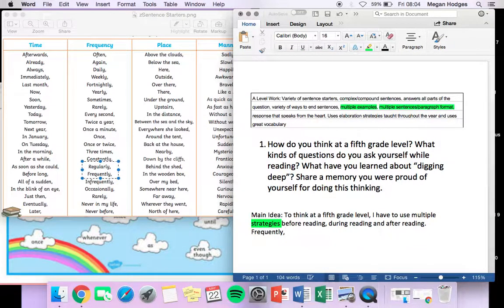Frequently, comma, who uses the strategy? I. So make sure you have that I. Frequently, I like to, oh no, not "I like," because I want to make sure I'm talking about what's helpful. Frequently, I scan the text before reading.